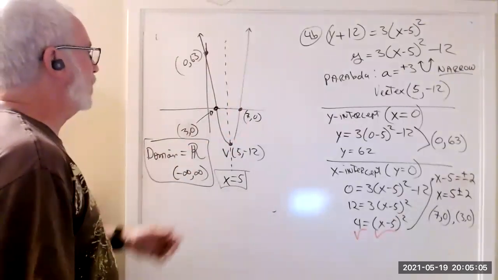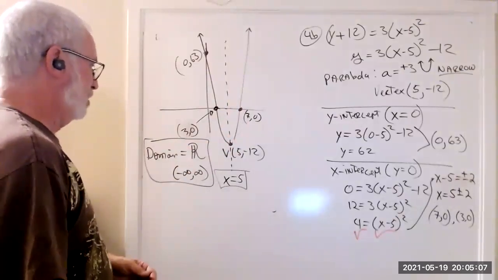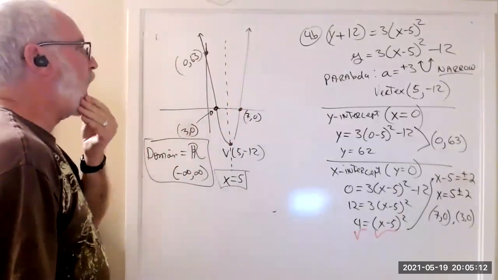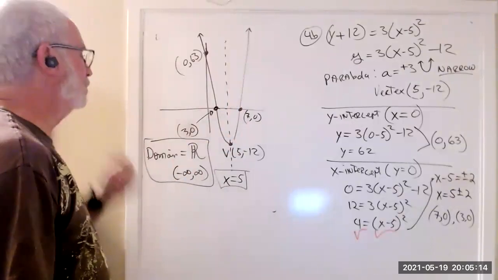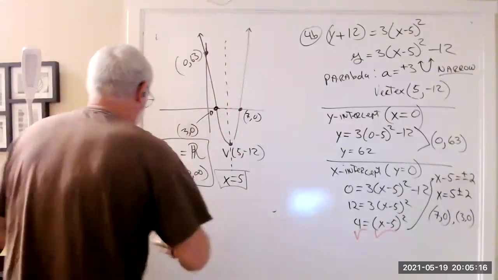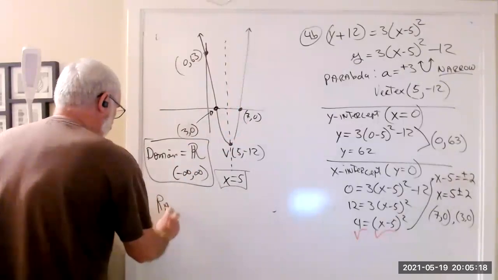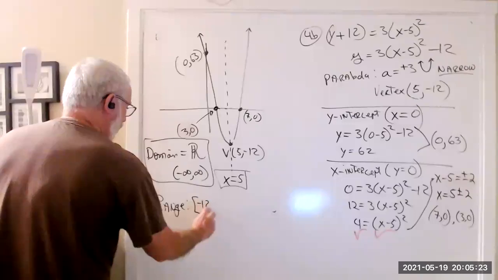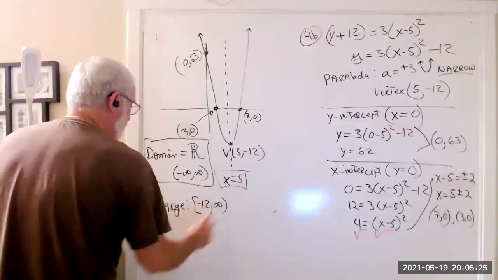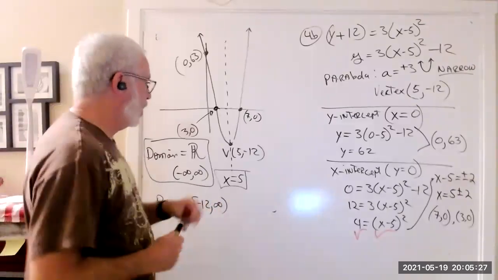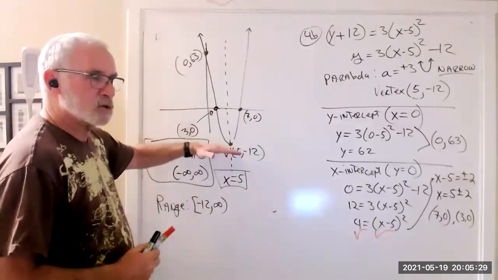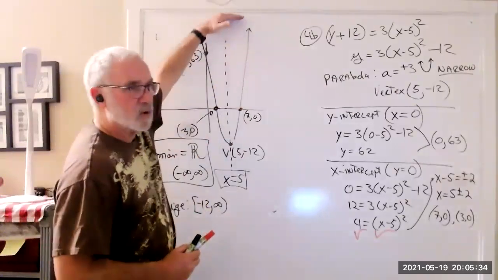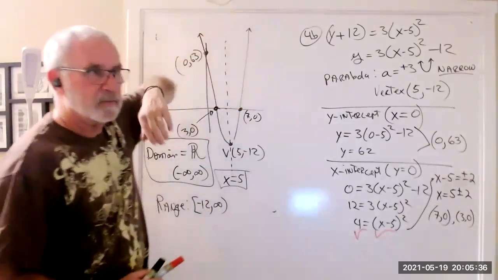All right, what about the range? Anyone? Bracket -12, comma, infinity, parentheses. Yep. Range: bracket -12, comma, infinity, parenthesis. Because the range is the y values, the lowest y value is negative 12, and then the y's just keep going on forever, up and up and up.